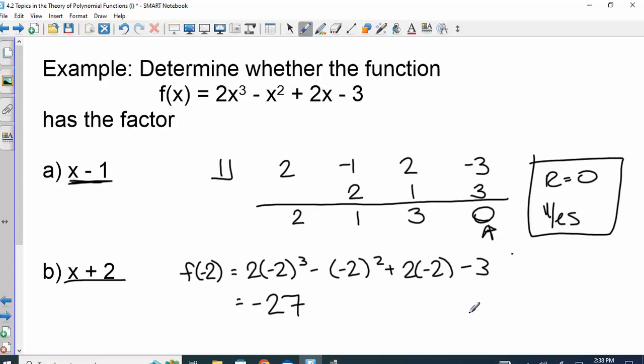No, it's not. If your remainder is anything except 0, it's not a factor. That's true. All right, last slide. Same question, but it's going to be phrased slightly differently.